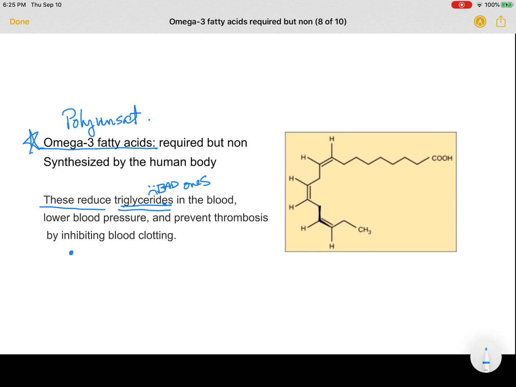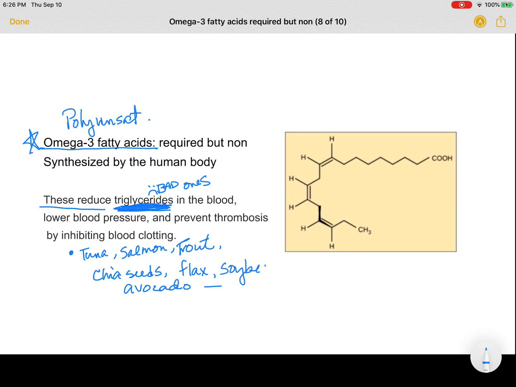Okay, so some of those foods that are rich in this are like tuna, salmon, trout, fish in general. Let's say you don't eat that. Chia seeds, flax. That's why you may hear people eat flax to lower their cholesterol. Well, that's why. And triglycerides are associated with those bad cholesterols. Avocado, to name a few. Even soybeans. Let's add those in there.